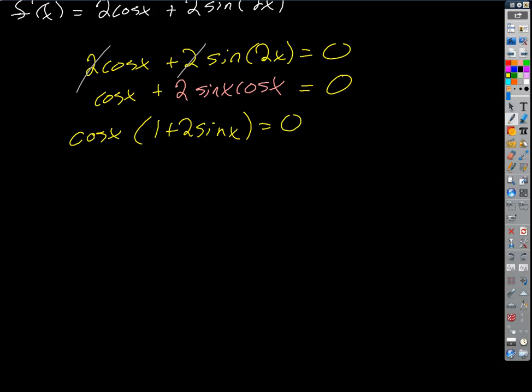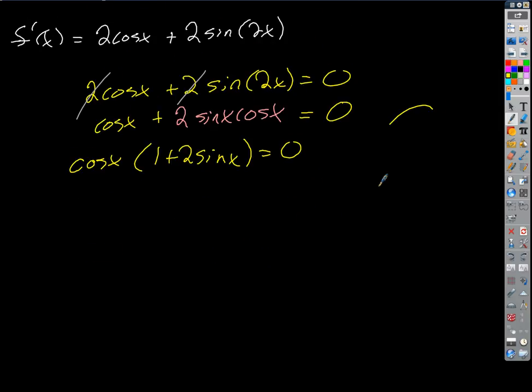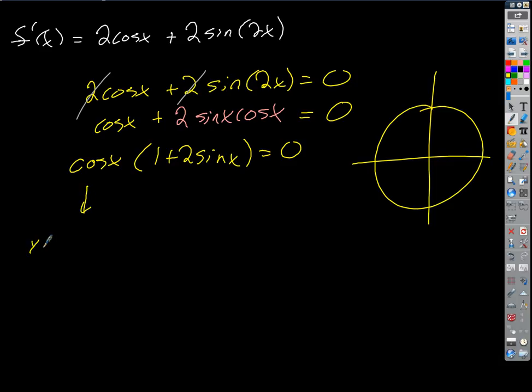So when is cosine x equal to 0? On our domain, from 0 to 2 pi. So we probably need a unit circle to stare at here. Where is cosine equal to 0? And which one is cosine, the x or y coordinate? X coordinate. So pi over 2 and 3/2 pi. Okay, good. So this is going to give us x equals pi over 2 or 3 pi over 2.